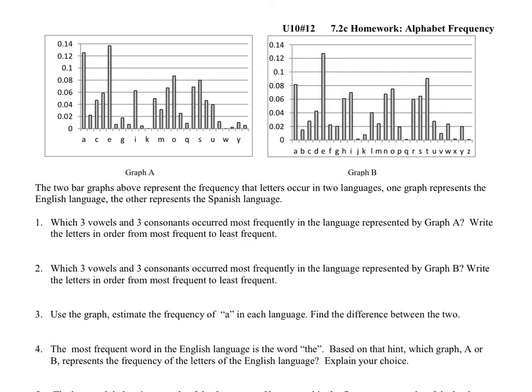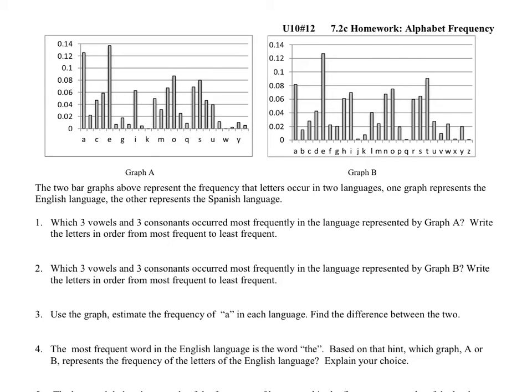Alphabet frequency. So we have these 2 graphs right here. The 2 bar graphs above represent the frequency that letters occur in 2 languages. One graph represents the English language, the other represents the Spanish language. Number 1, which 3 vowels and 3 consonants occur most frequently in the language represented by graph A?